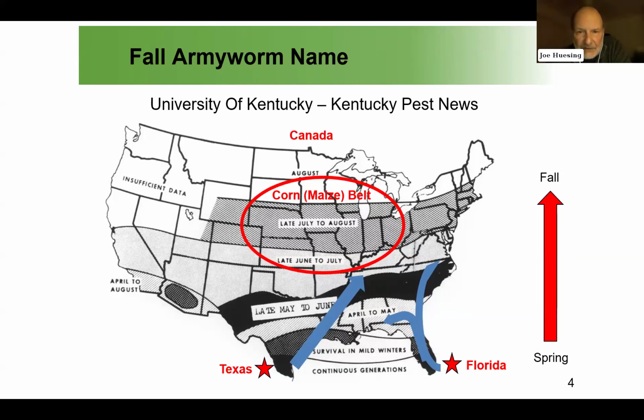What's interesting is this map's actually quite old. I think it was first illustrated in the 1930s or 40s. But in those days, when you talk about monitoring, what farmers would do is send a postcard to Washington, D.C. saying I have fall armyworm, and then by telegraph, extension agents could be informed as to what to do.